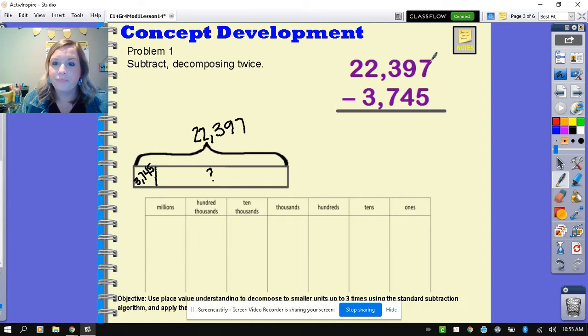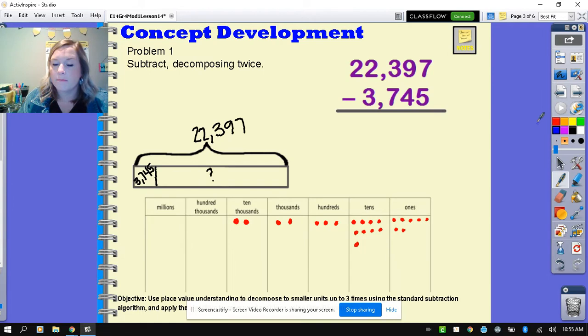I'll use red today. Okay, so in my ones, I have 7. So I'm going to count out my dots. 1, 2, 3, 4, 5, 6, 7. I have 90 right here, so I'm going to put 9 in my tens place. 1, 2, 3, 4, 5, 6, 7, 8, 9. I have 3 in my hundreds place. 1, 2, 3, 2 in my thousands, and 2 in my 10,000s.